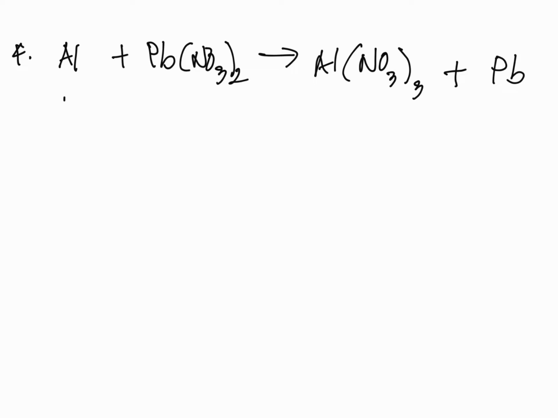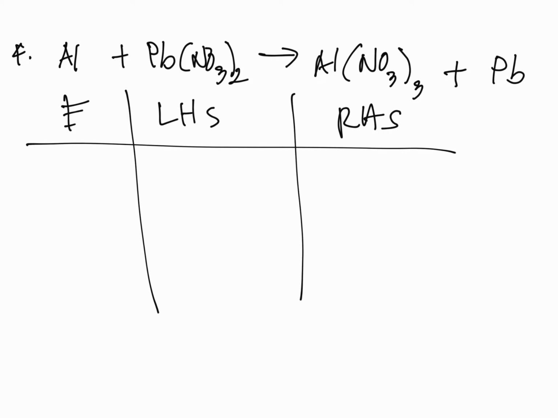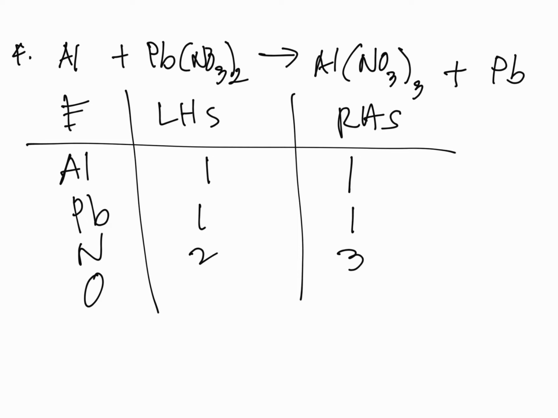So to balance this, the element, the left hand side, the right hand side. Okay, for the aluminum, lead, nitrogen, oxygen. For the aluminum, that's 1, 1. The lead is 1, 1 also on the other side. Nitrogen is 2. Nitrogen here is 3. And then the oxygen is 6. The oxygen on the other side is 9. So what should we do?